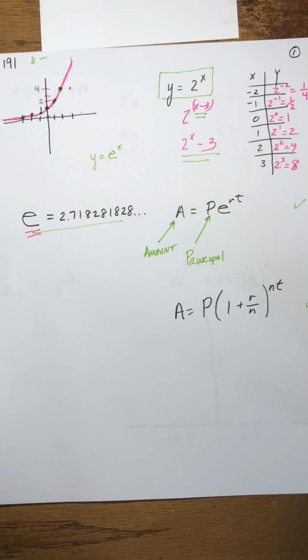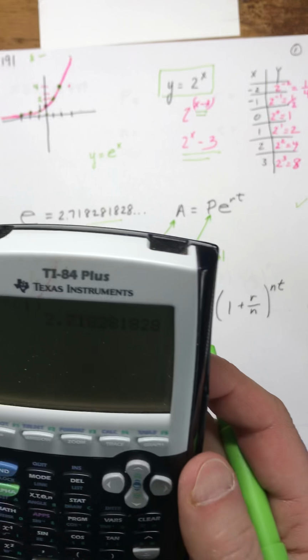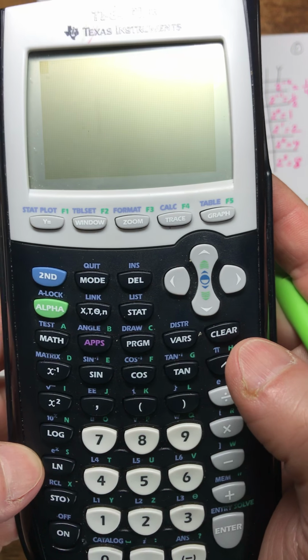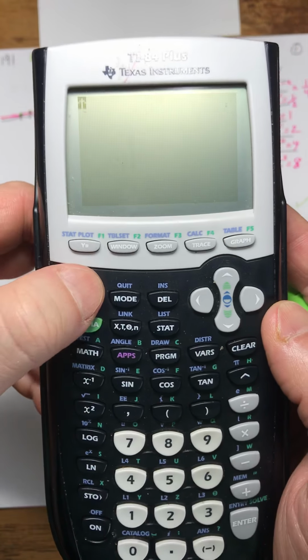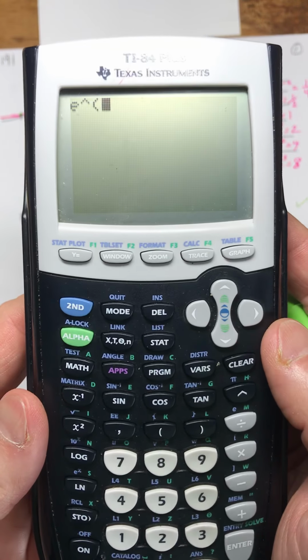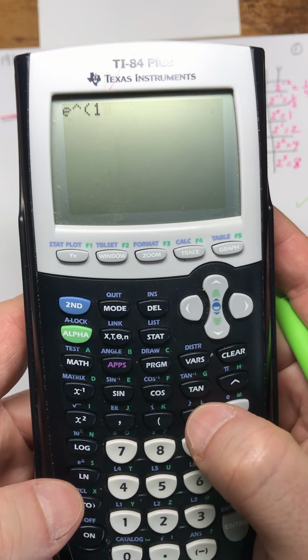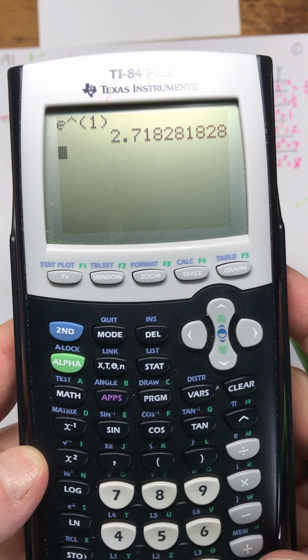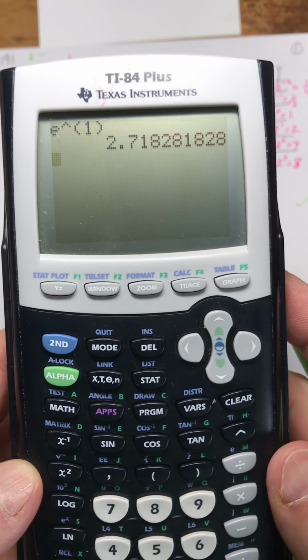2.71828. And if you wanted to get that number in your calculator, e is behind the LN button, and you'd hit second ln, and the calculator is saying e to the what, and you just put a 1 in to find out what this number is, and you hit it, and you'd see that e is that number, 2.71828.